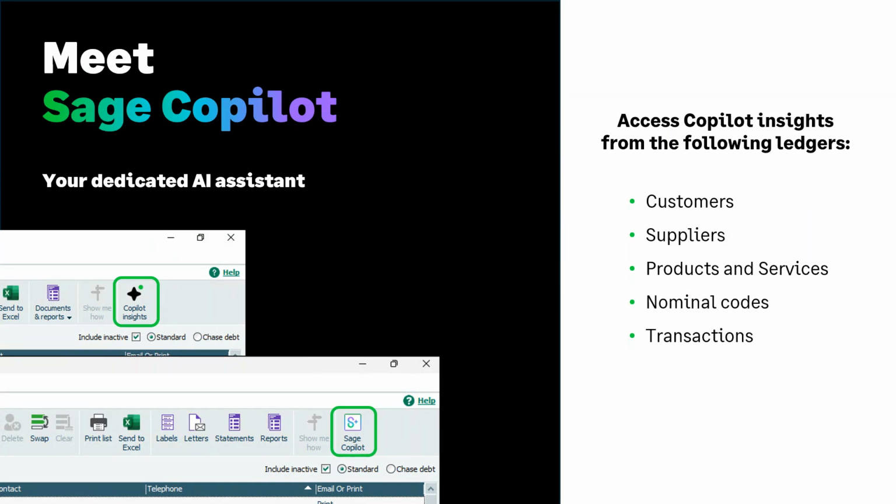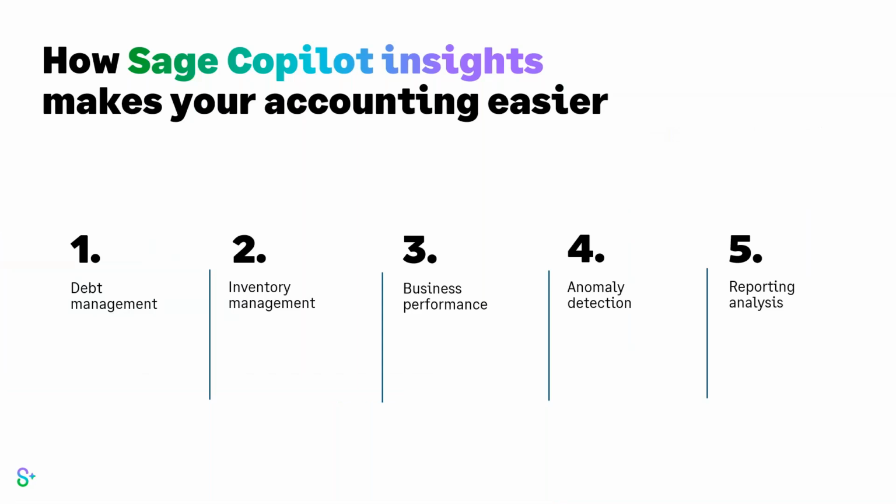Again, depending on the version of the software you're on, because it did change on version 32.1. If you're on 32.1 or version 33, on your toolbars in these ledgers you will have an icon called Sage Copilot. Earlier versions will just say Copilot Insights, but they do the same thing. We're going to run through some of that information in a moment. The areas it's going to support you with are things like debt management, helping you manage your stock, so inventory management, monitoring business performance, anomaly detection, so trying to spot those processing errors, and also, as you'd expect, a lot of reporting information.